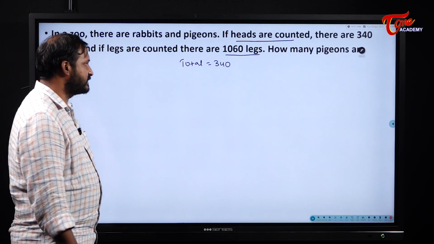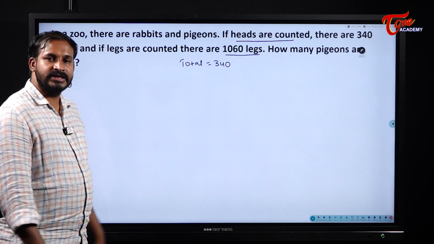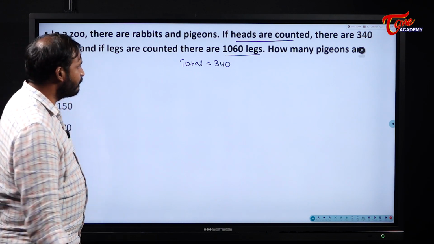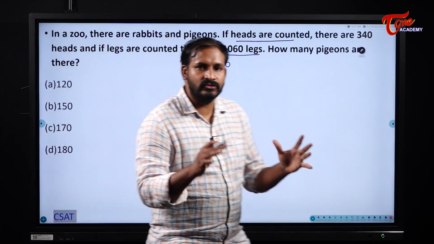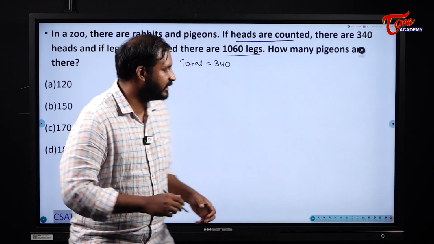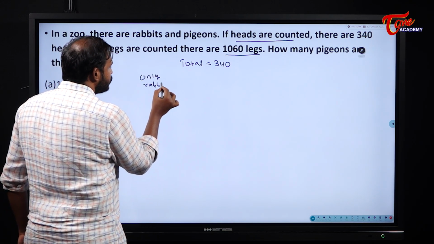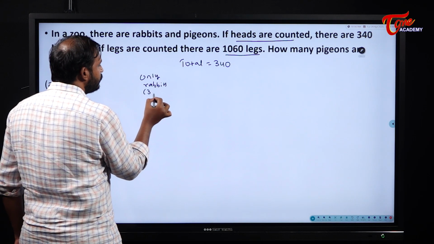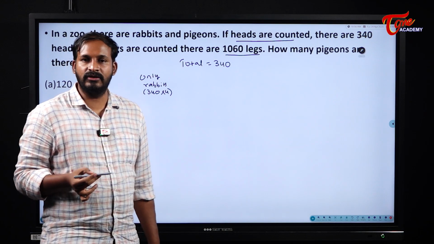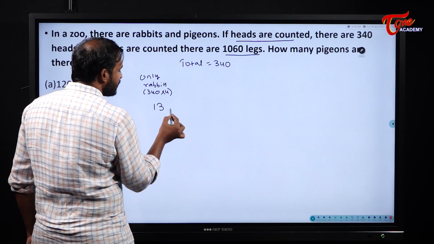Now when it comes to legs, for a rabbit how many legs do we have? 4. For a pigeon, how many legs? 2. Here we will apply the alligation rule, students. For example, I will assume that the entire zoo consists of only rabbits. Then the total number of legs will be 340 into 4, because each rabbit has 4 legs. 340 into 4 becomes 1200 plus 160, so I should get 1360 legs.